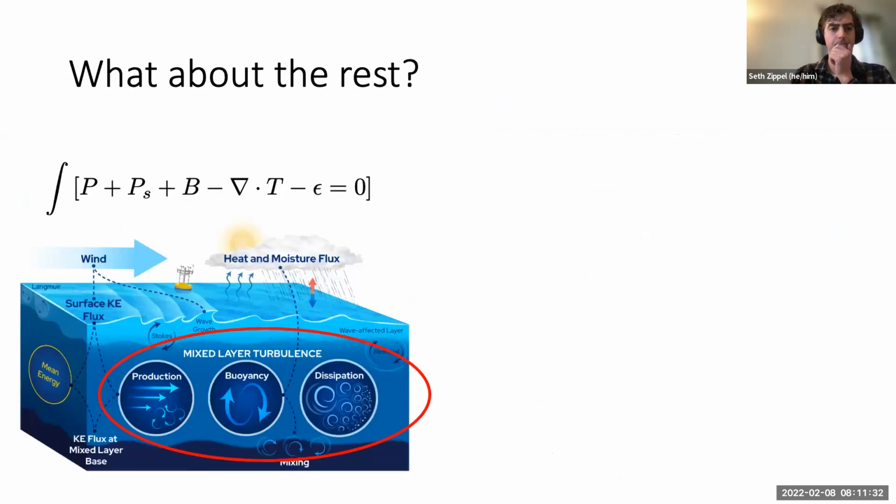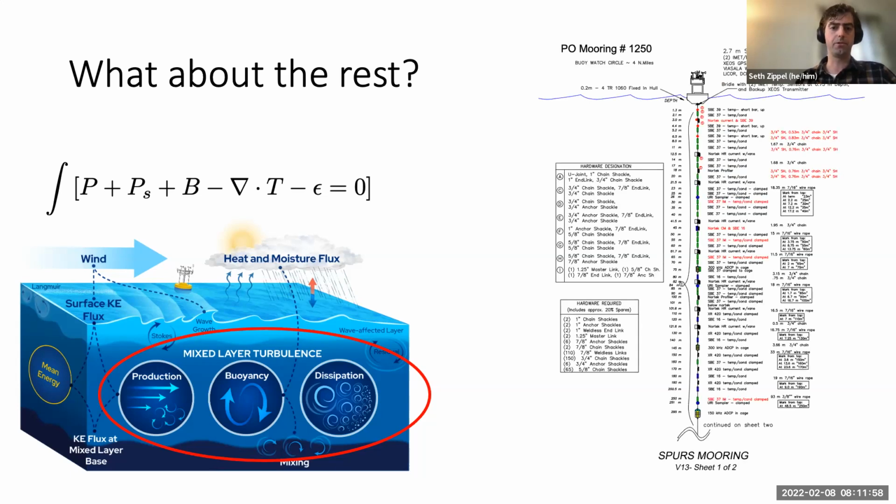So what about the rest? That wave affected layer accounts for the majority of this flux that's supported by the surface gravity waves, but we still have this other flux that's supported by mostly the surface currents. And this is what the focus of the rest of my talk is going to be mainly about. So I'd like to look at this with mooring data from the Spurs 1 mooring.